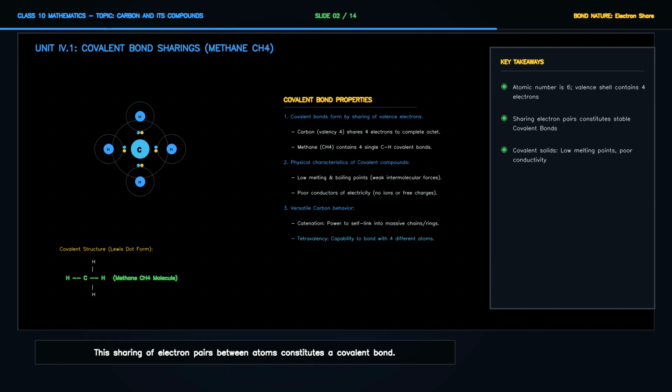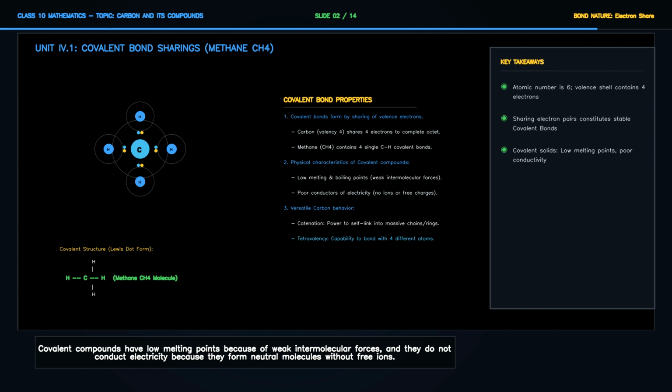This sharing of electron pairs between atoms constitutes a covalent bond. Covalent compounds have low melting points because of weak intermolecular forces, and they do not conduct electricity because they form neutral molecules without free ions.